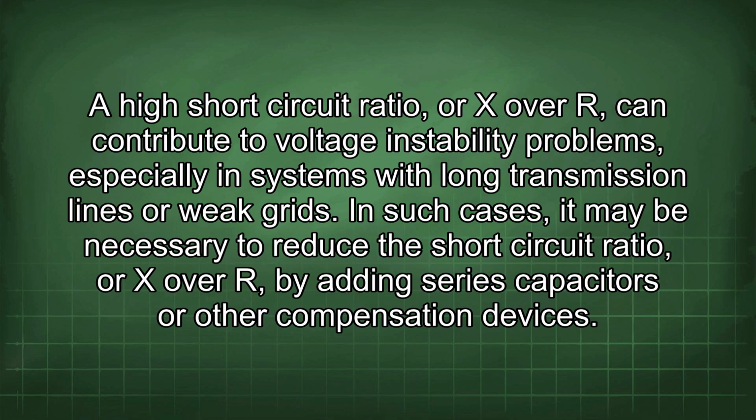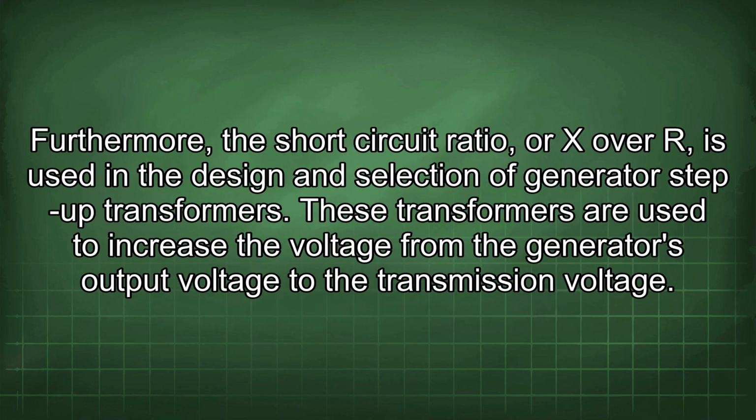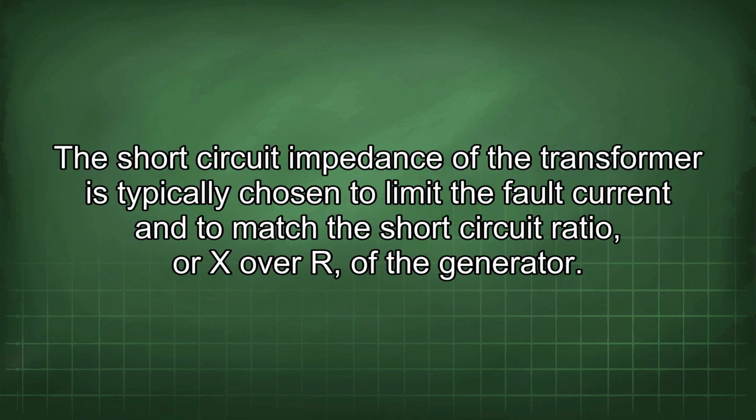In such cases, it may be necessary to reduce the short circuit ratio, or X over R, by adding series capacitors or other compensation devices. Furthermore, the short circuit ratio, or X over R, is used in the design and selection of generator step-up transformers. These transformers are used to increase the voltage from the generator's output voltage to the transmission voltage. The short circuit impedance of the transformer is typically chosen to limit the fault current and to match the short circuit ratio, or X over R, of the generator.